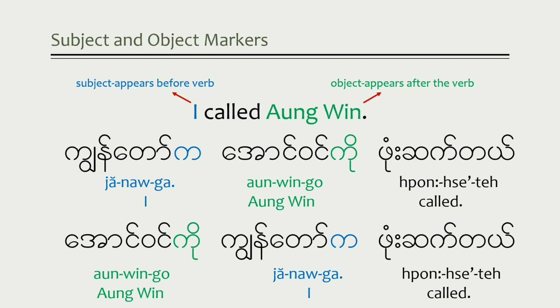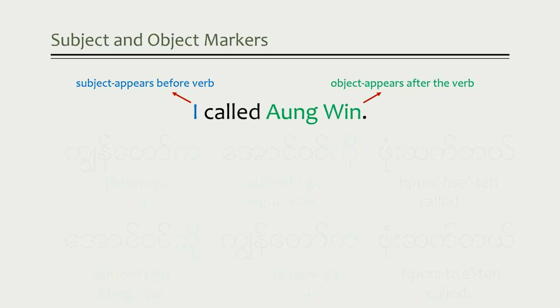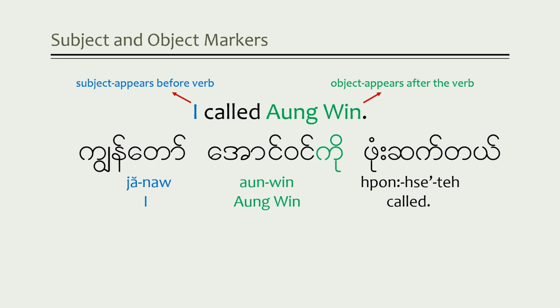But the question is, are these markers always needed? Really, in some sentences, only one marker might be needed. For instance, in this sentence, if I identify Ao Win as the object, I wouldn't necessarily have to use a subject marker because the meaning is sufficiently clear, and that's the key. So I could say, Jino Ao Win go ponsete. I, Ao Win, called. Since the object marker makes it clear that Ao Win received the call, it's obvious that I am the subject. I called him.